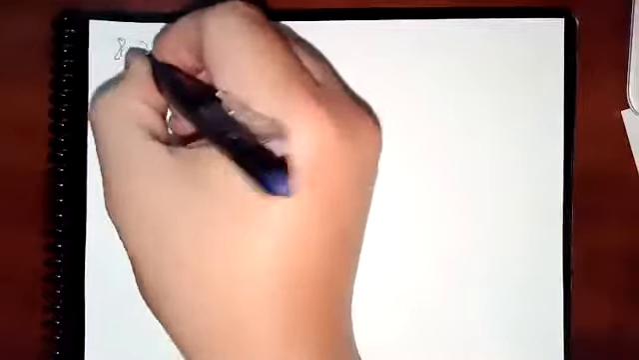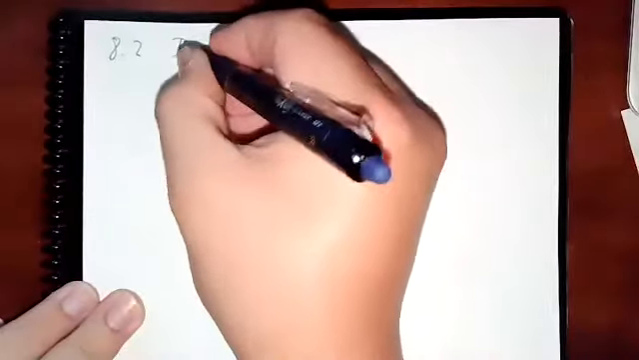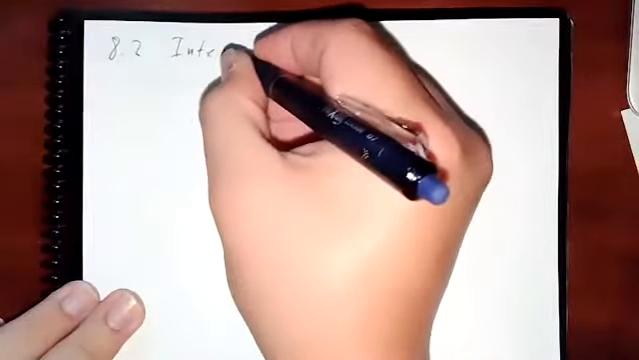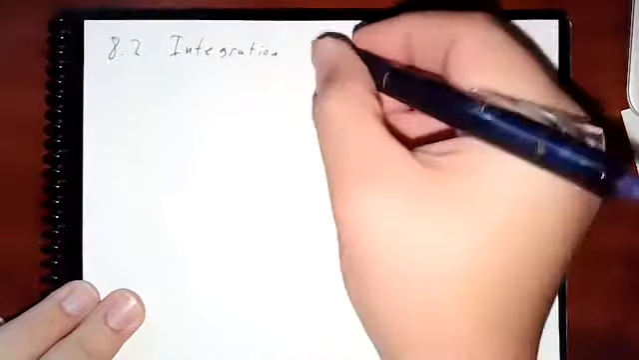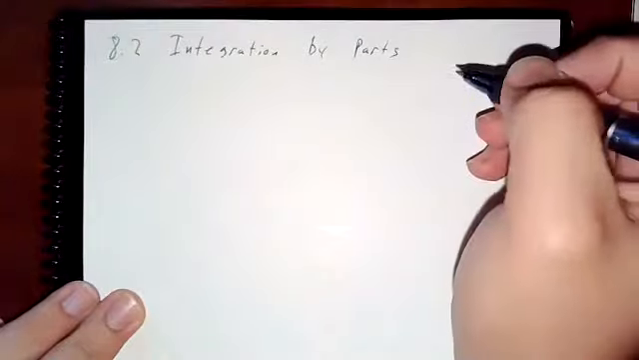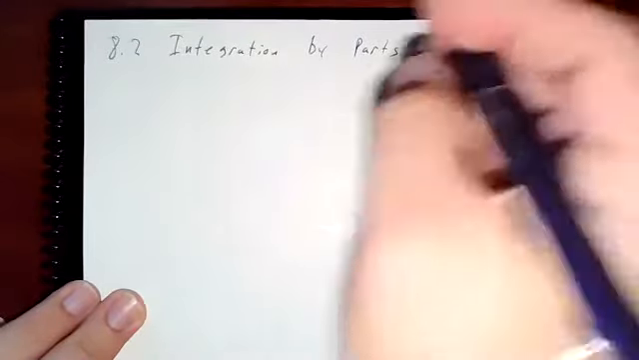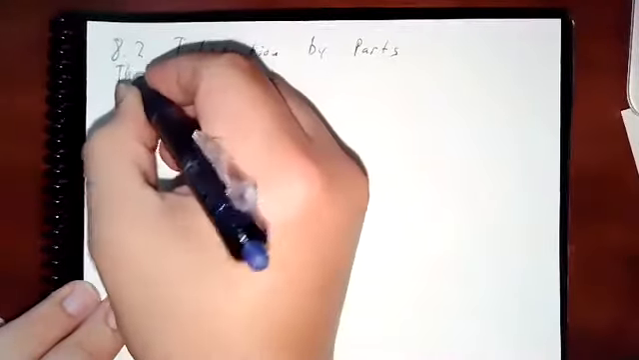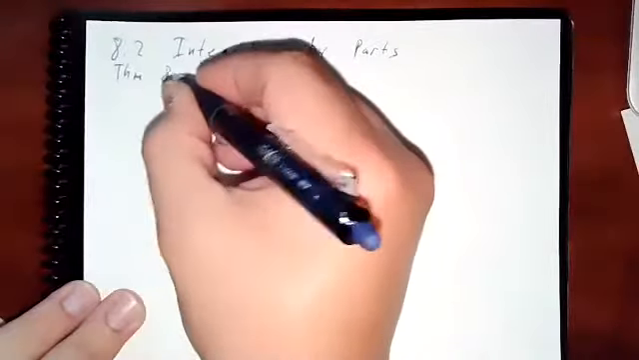All right, so 8.2, integration by parts. All right, so it's called a theorem in your book. I think it's 8.1.